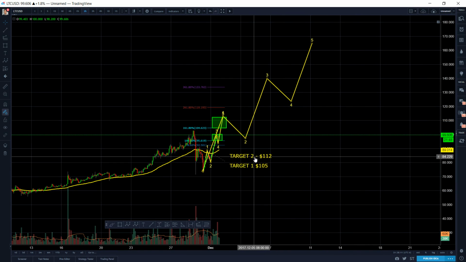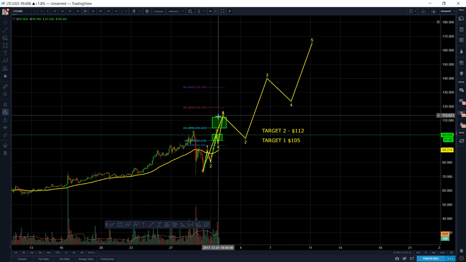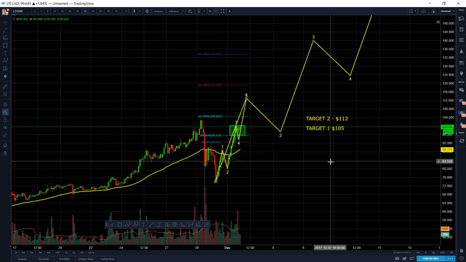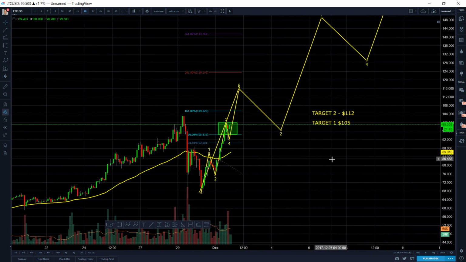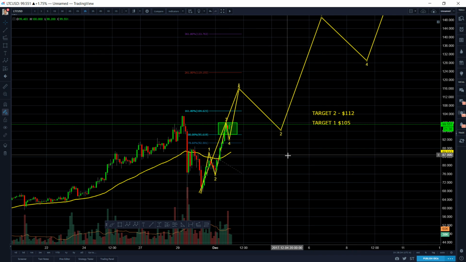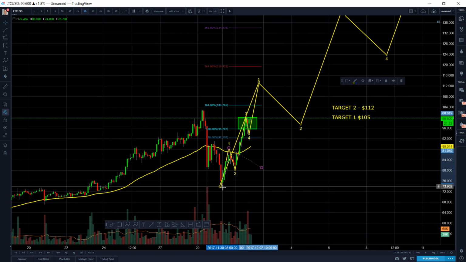So there you guys have it. Those are my targets, $112 and $105. I don't really have a lot of time to get into targets of where to enter right now. I just want to give you guys more of a long-term forecast.